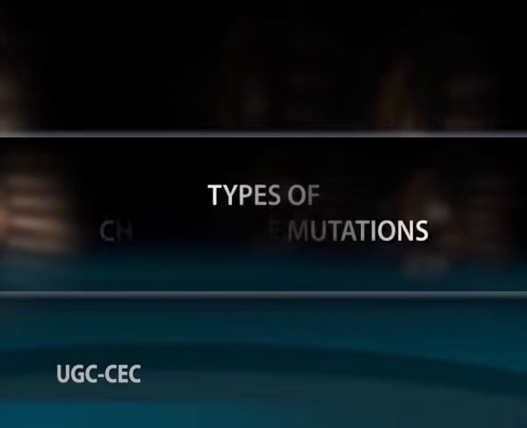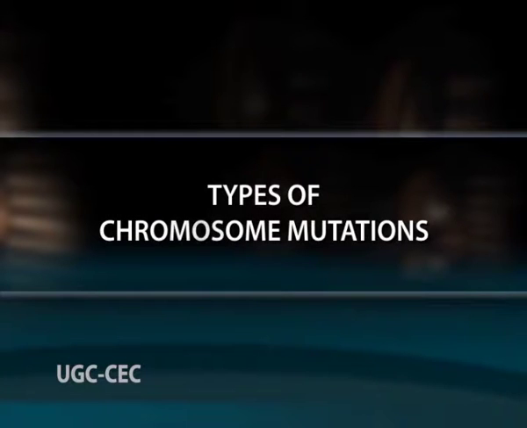Today we are going to deal with the topic chromosome mutations. Types of chromosome mutations. A chromosome mutation is an unpredictable change that occurs in a chromosome. These changes are most often brought on by problems that occur during meiosis, that is, the cell division process of gametes, or by mutagens like chemicals, radiations, etc.